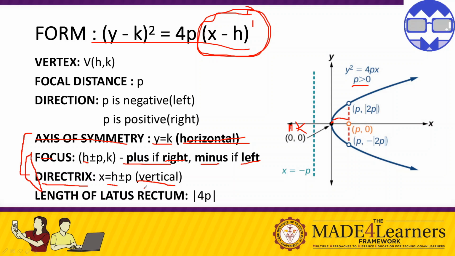Okay, so focus and the directrix are opposites also. Then we have the length of the latus rectum. The length of the latus rectum is simply 4p, but the absolute value.